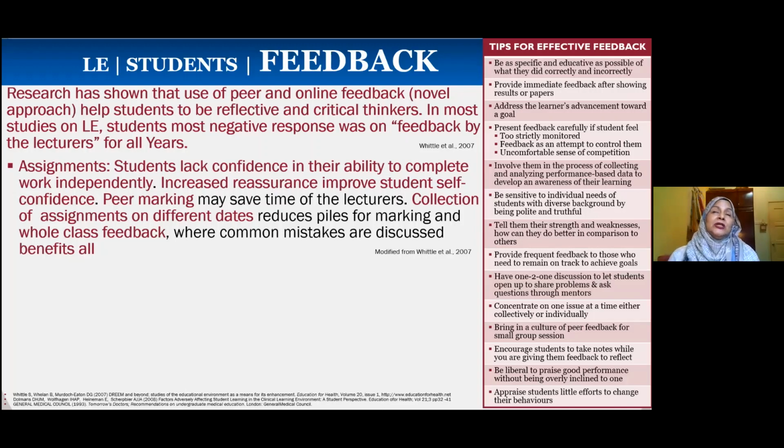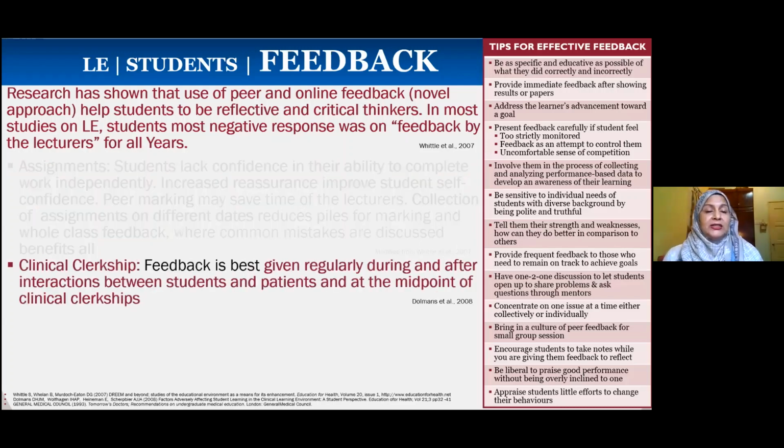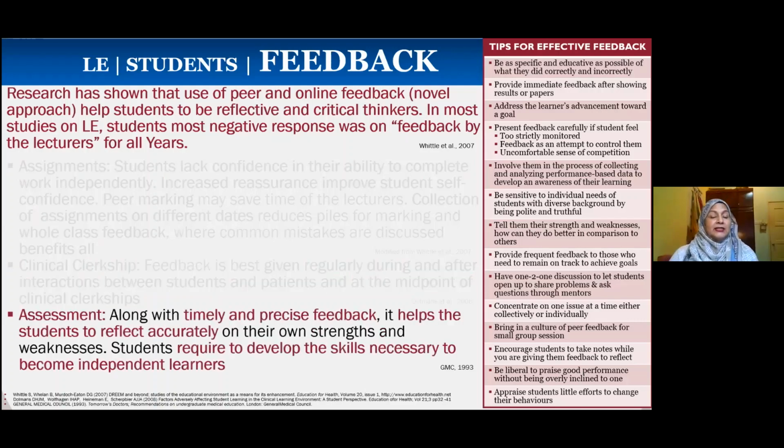So you don't collect all the assignments on one day, you stagger it, and in that process you can give feedback to a group of students only at one time. This reduces the pile for marking, and whole class feedback where common mistakes are discussed benefits all. For clinical clerkship, feedback is best given regularly during and after interaction between student and patients and at the midpoint of the clinical clerkship. As for assessment, along with timely and precise feedback, it helps the students to reflect accurately on their strengths and weaknesses.